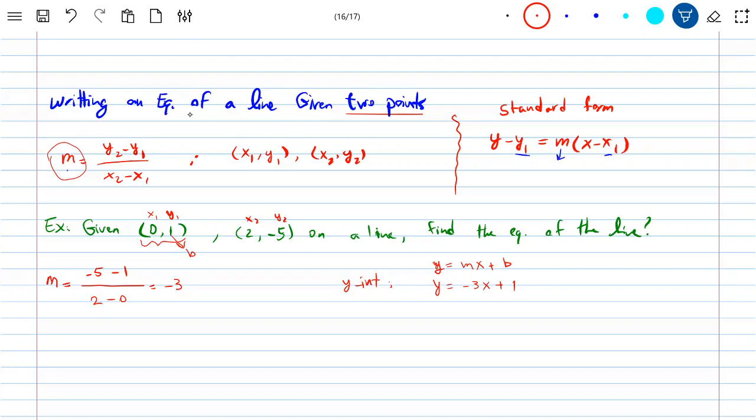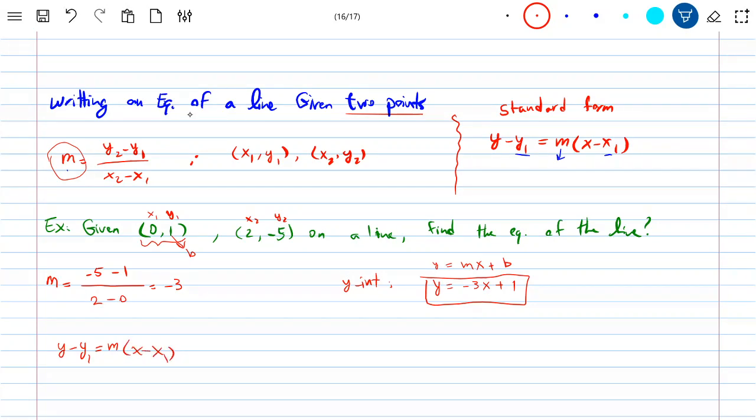You're already given b. But not always do you have the possibility that b is given. So I'm not going to use that, but I will show you later that you have the same equation. So this is what we expect at the end. Let's assume we don't know that (0, 1) is the y-intercept. So we go through the standard form. What is the standard form? The standard form says y minus y1 equals m times x minus x1.